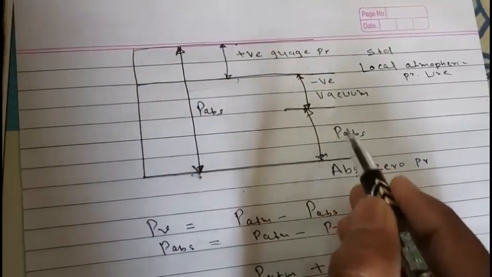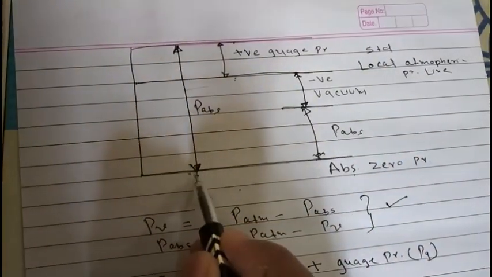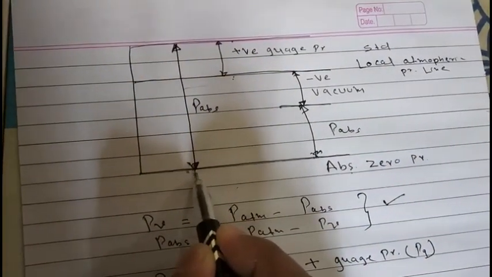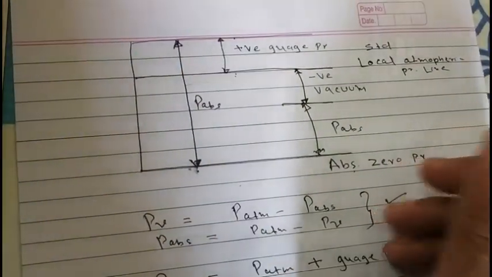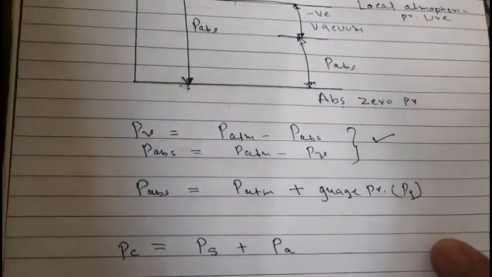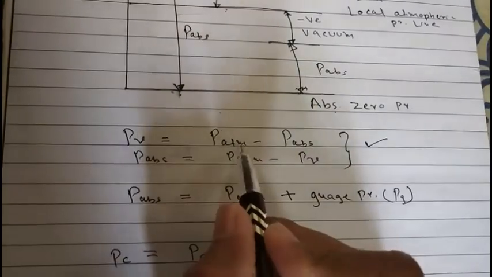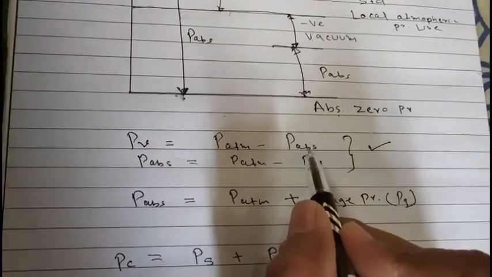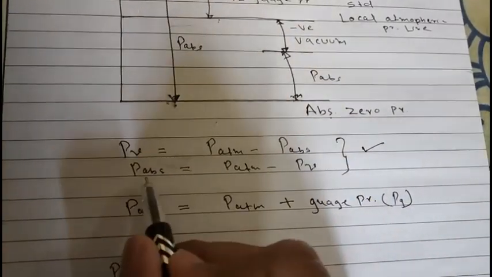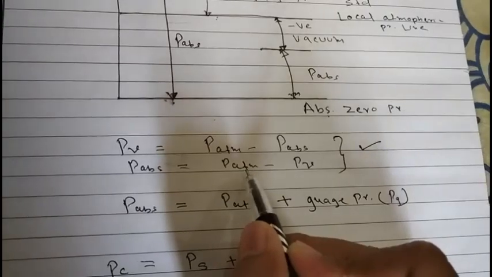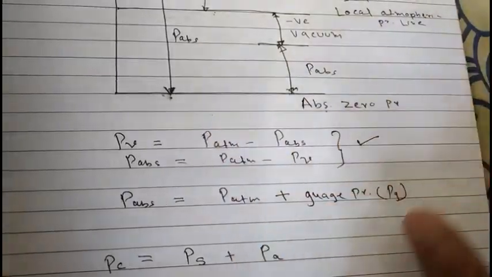For negative pressure we can see that from absolute zero pressure up to this point it is absolute pressure. For positive gauge pressure, pressure measured from absolute zero pressure up to this point is called the absolute pressure. So from this diagram we can also calculate this formula: the vacuum pressure is equal to the atmospheric pressure minus absolute pressure. Then rearranging this term, you will get the absolute pressure inside the condenser, which is equal to atmospheric pressure minus vacuum gauge reading. So this is all about the previous lecture.